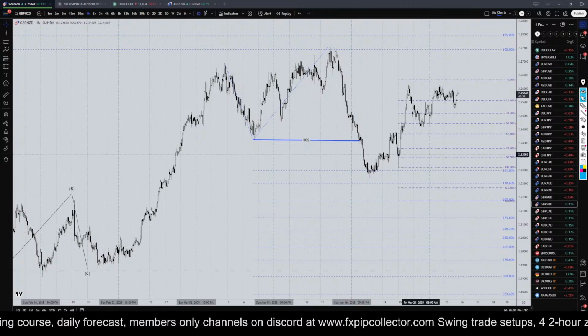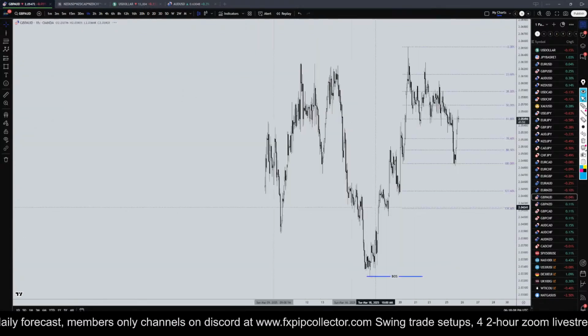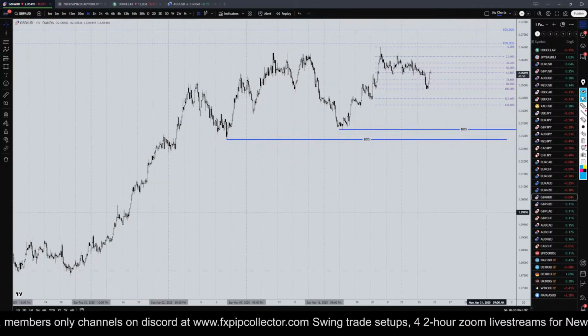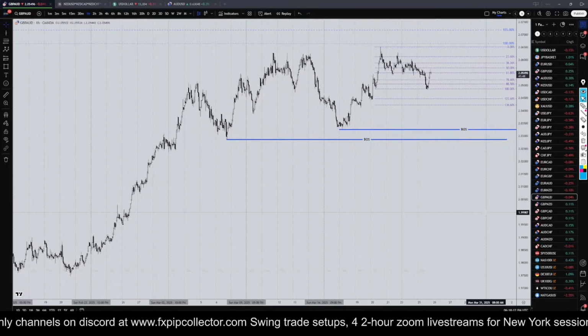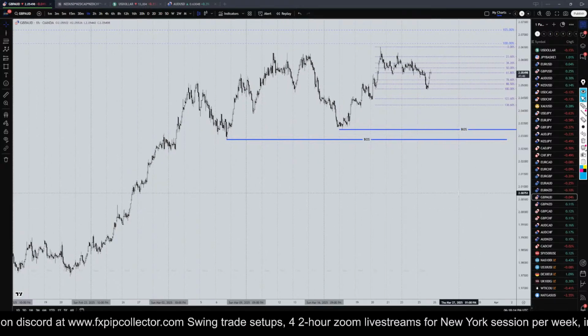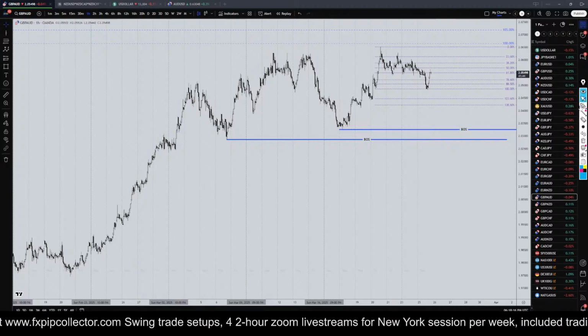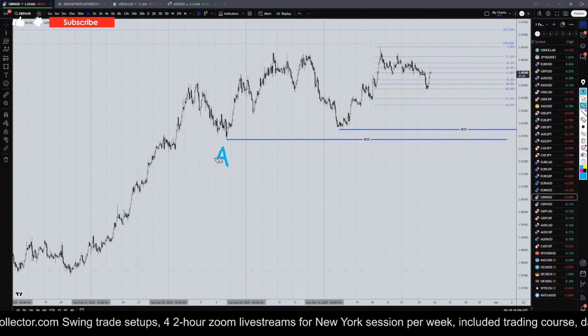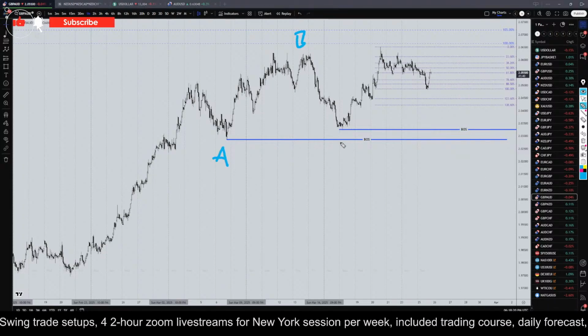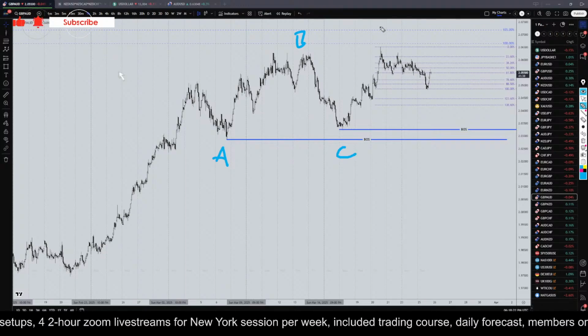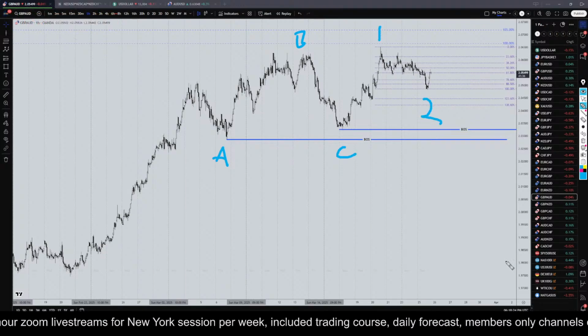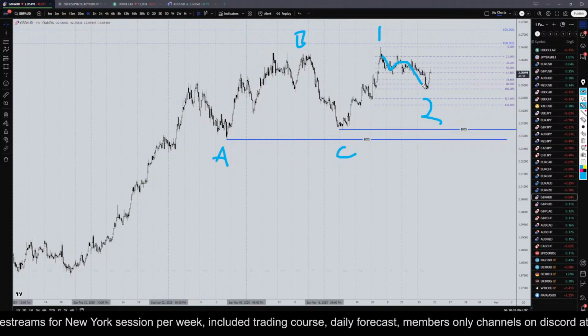So let's see here. Kind of looks like it wants to go up one more time, doesn't it? But that right there really looks like an ABC to me. I wonder if it's starting a bigger, brand new trend. Like maybe this is a one, two. Because that really looks like a potential ABC right there.